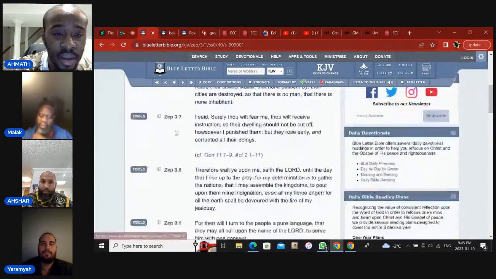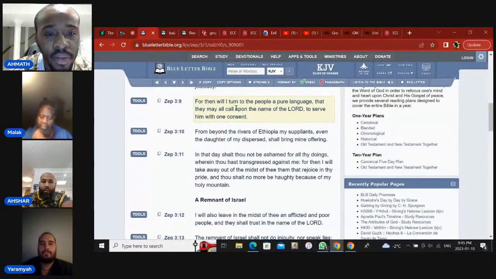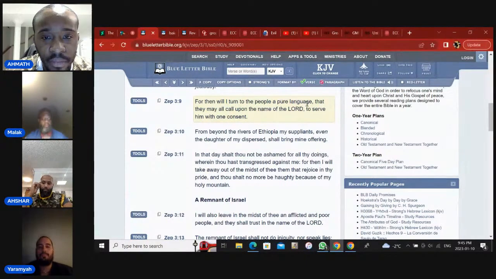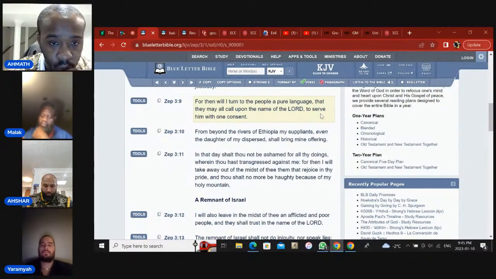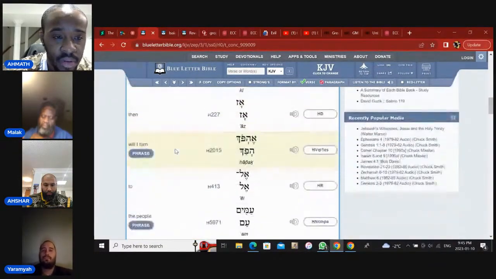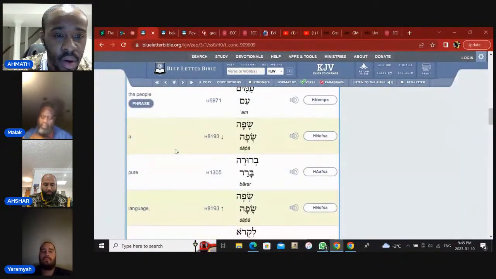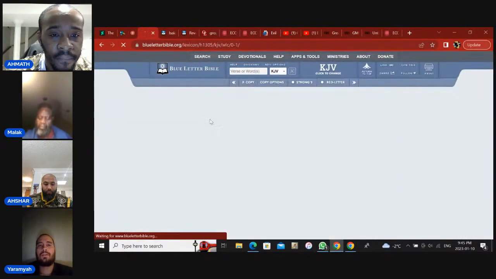So let me get this, Zephaniah 3:9. It says, "For then will I turn to the people, being the Israelites that are scattered abroad, a pure language, that they may call upon the name of the Lord Yahweh and serve him with one consent." Yeah, so it was prophecy that we were going to come back to this language, right? And call upon, that's how we were able to receive the name of the Lord. And we're not fully there, but yeah.